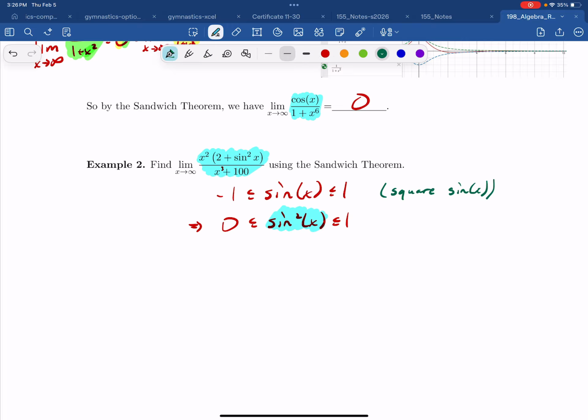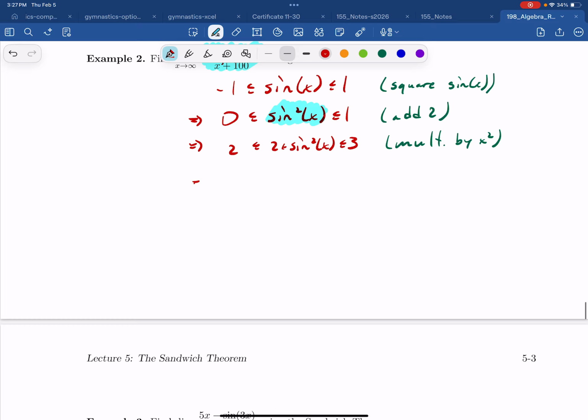So let's do it. We're going to add 2 to all 3 sides. This will give us 2 less than or equal to 2 plus sine squared of x less than or equal to 3. Next up, we need to multiply by x squared. And that will give us 2x squared, because we do it to all 3 sides, less than or equal to x squared times 2 plus sine squared of x, and then less than or equal to 3x squared.